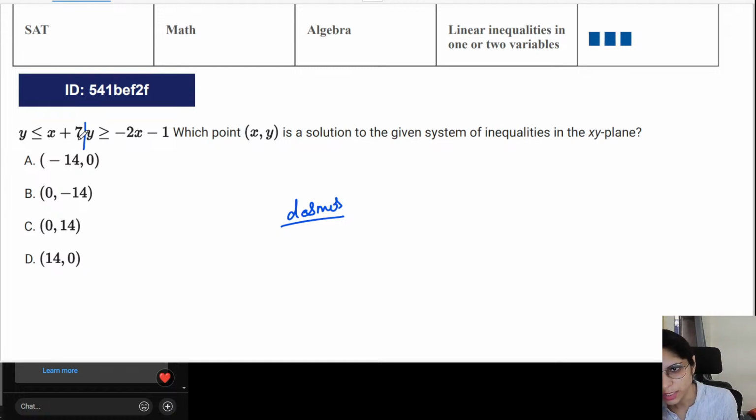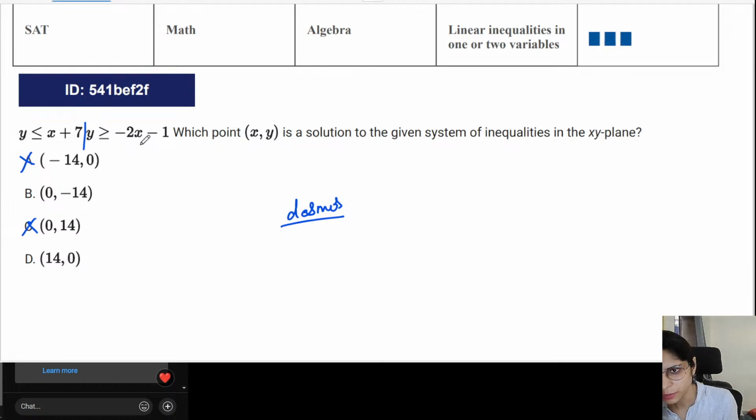y is less than or equal to x plus 7. Negative 14 plus 7 is negative 7. 0 plus 7, 7 is greater than negative 14. Is 14 less than or equal to 7? No. Yeah, so there are two options, B and D.